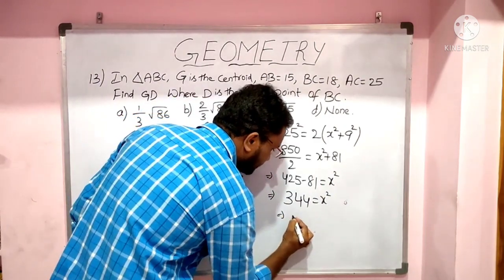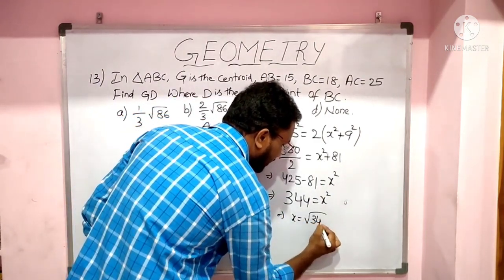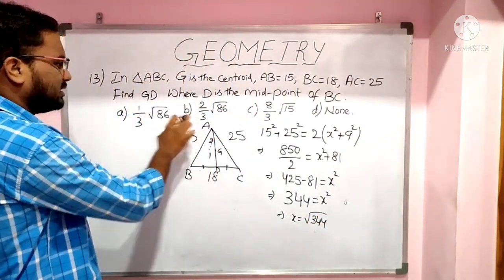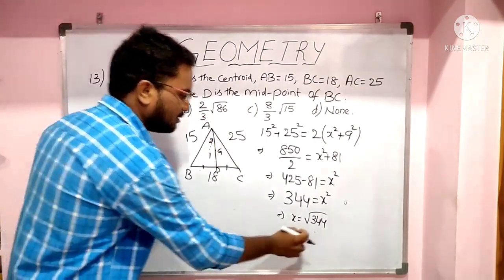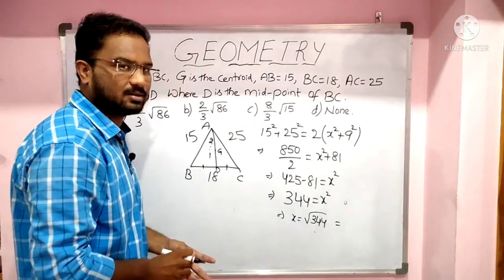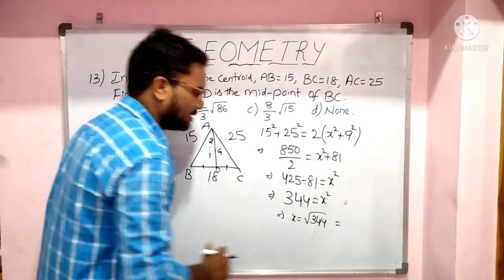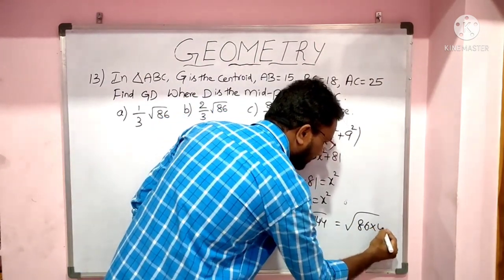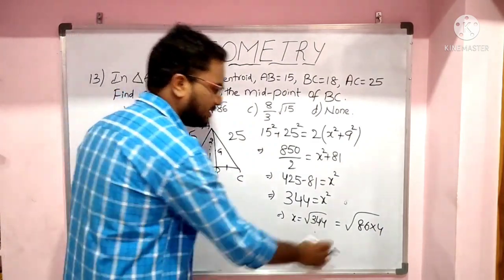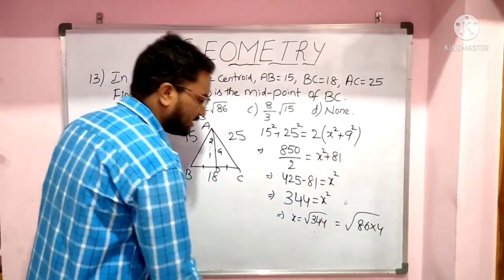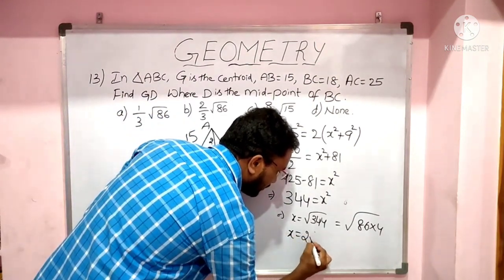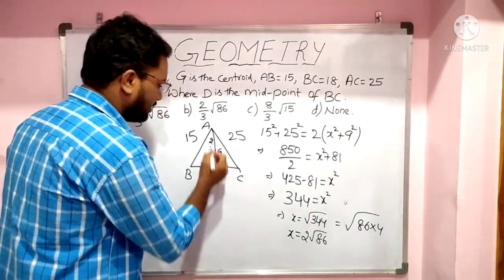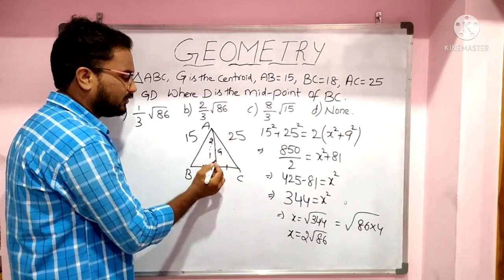So the X value is the square root of 344. Look at the options: here 86. So let's write this value as a multiple of 86. The square root of 344 we can write as the square root of 86 into 4. 86 times 4 is 344: 84 is 320, 6 fours is 24, so 344. So the X value is 2 root 86. So X means AD. AD is X.